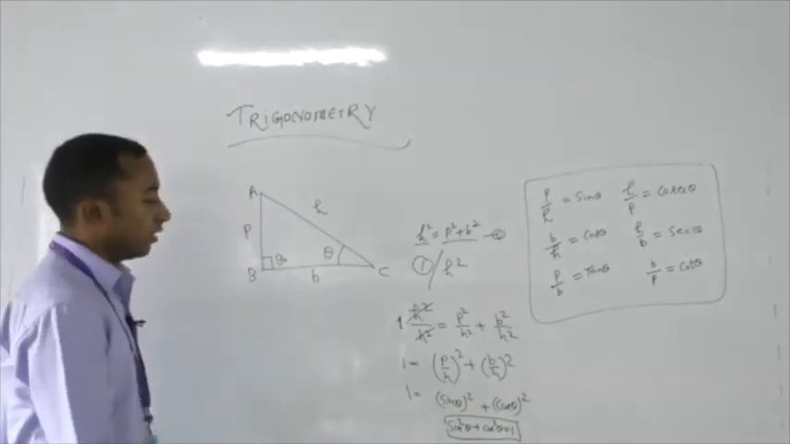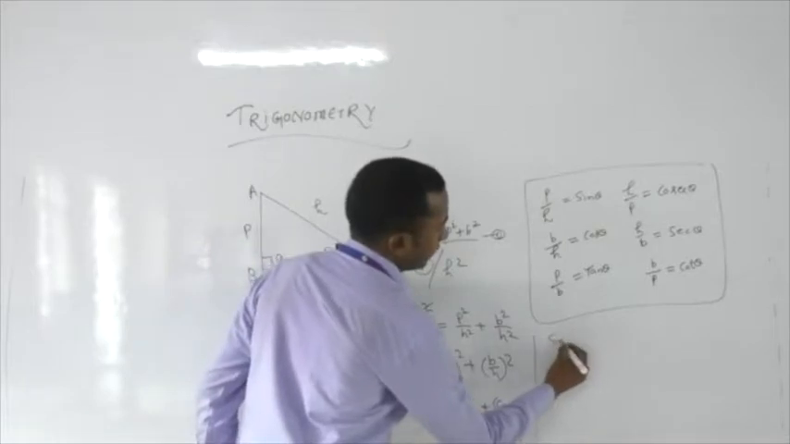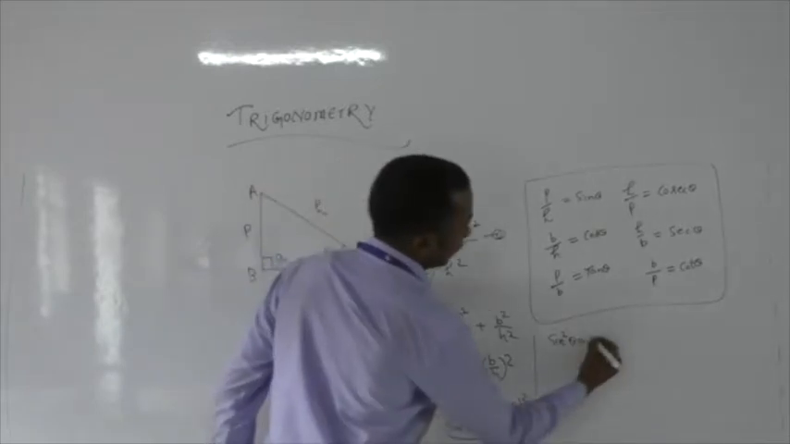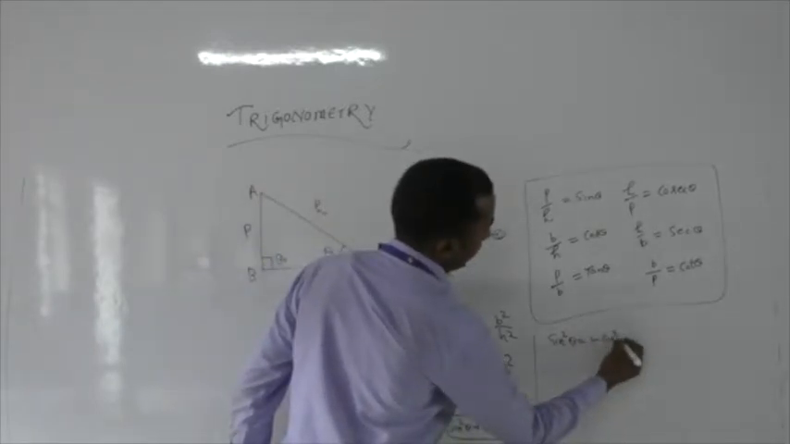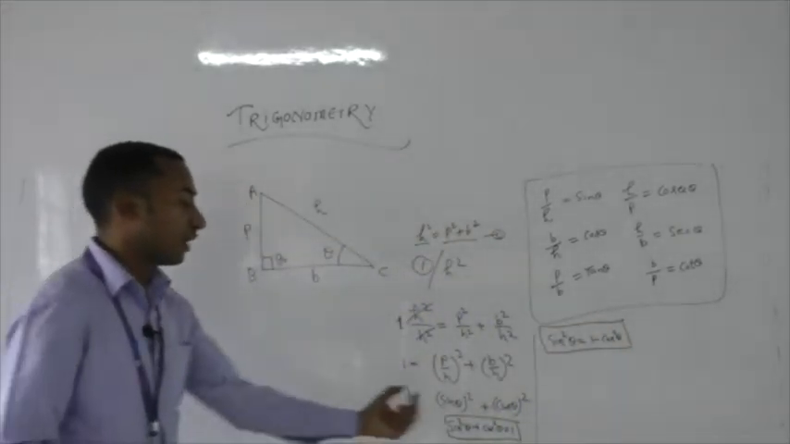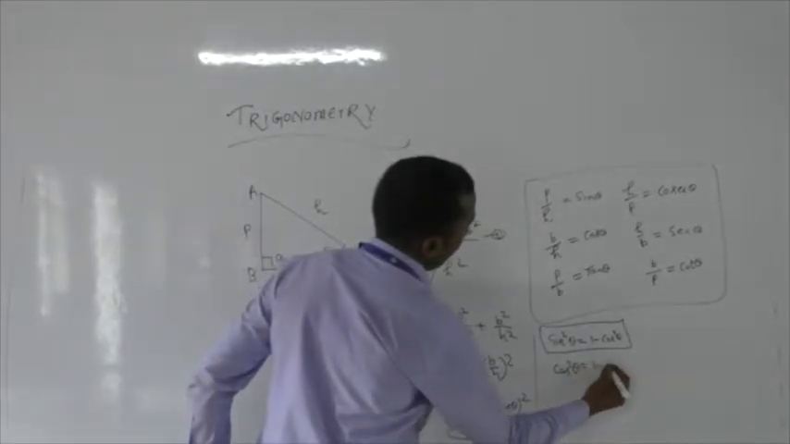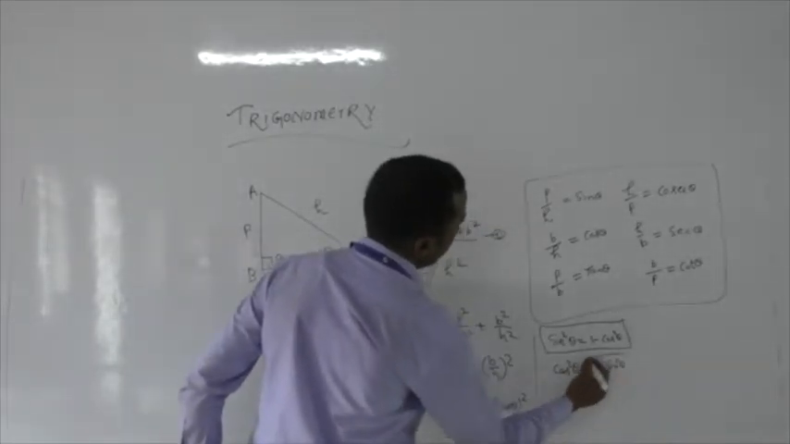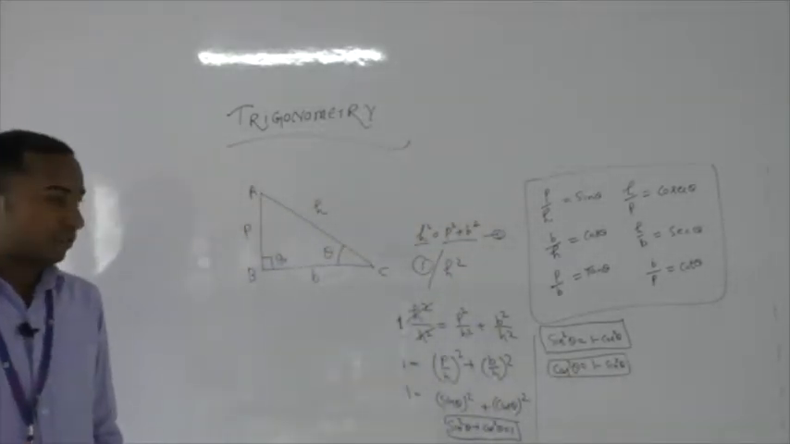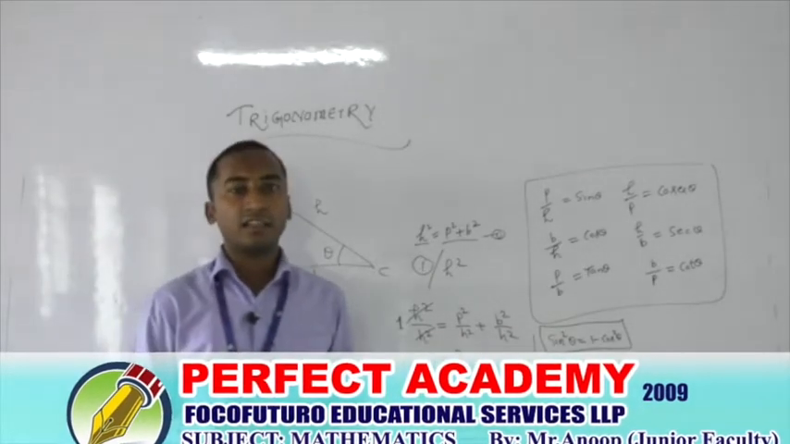From that you will get two other formulas. If you transpose cos square theta, you will get sin square theta is equal to 1 minus cos square theta. If you want to find the value of cos square theta, you will get cos square theta is equal to 1 minus sin square theta. So sin square theta is equal to 1 minus cos square theta, and cos square theta is equal to 1 minus sin square theta. So these are three formulas based on the relation between sin theta and cos theta.